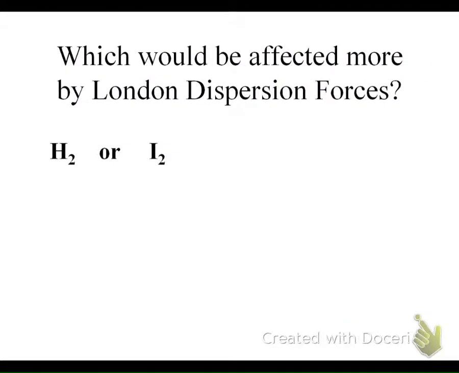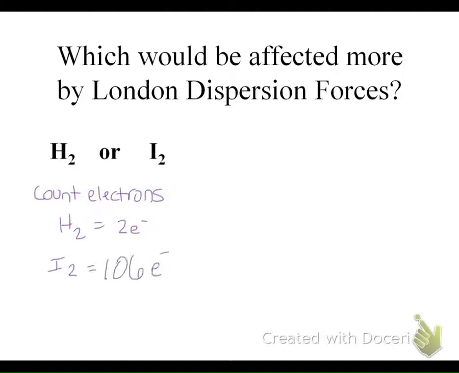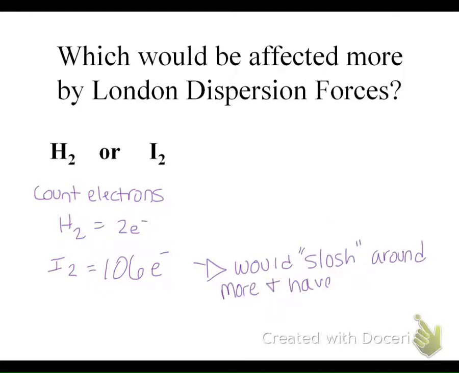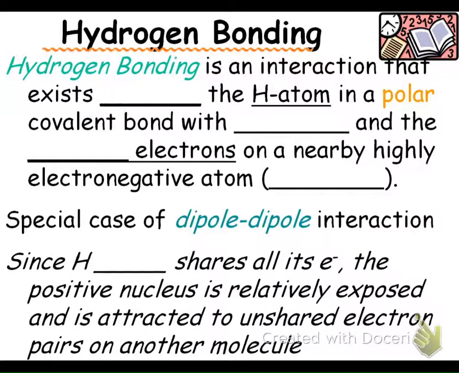So if I'm looking at this example, which would be affected more by London dispersion forces, hydrogen or iodine? If I'm going to count the electrons, hydrogen has 2 electrons and iodine has 106 electrons. So we've got to ask ourselves, which would be more polarizable? Because iodine has more electrons, this would, quote, slosh around more and have more moments of polarity. So the iodine would be more affected by London dispersion forces.